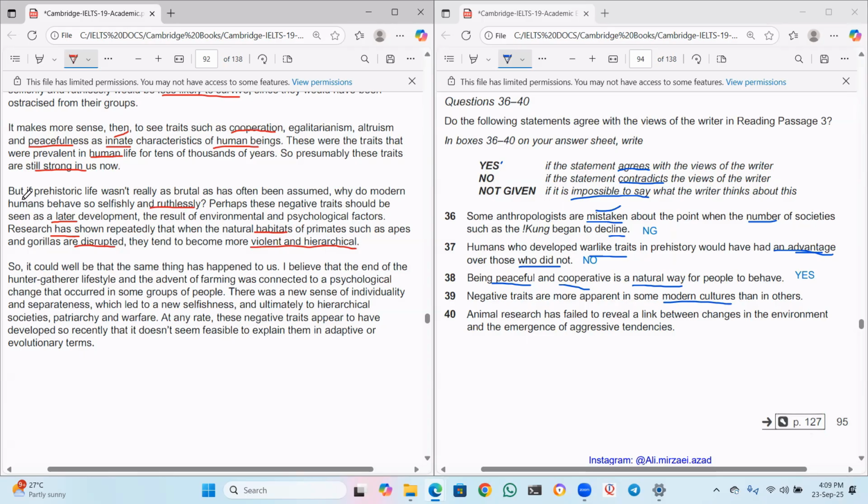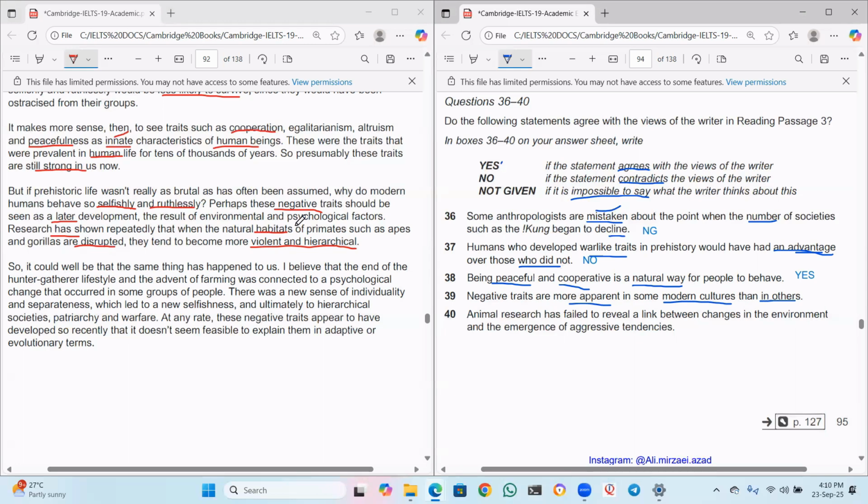Next, but if prehistoric life wasn't really as brutal as often been assumed, why do modern humans behave so selfishly and ruthlessly? Perhaps these negative traits should be seen as a later development, as a result of environmental and psychological factors. That's what he says here. Now, negative traits are more apparent in some modern cultures than in others. In the question he's comparing now. What is he comparing? Modern culture with other cultures, right? So, in the paragraph, is there anything like a comparison here? Is he comparing modern with the previous cultures? Anything like that? No, right?